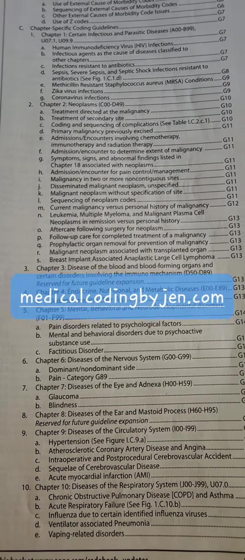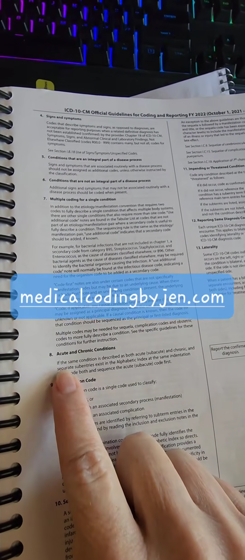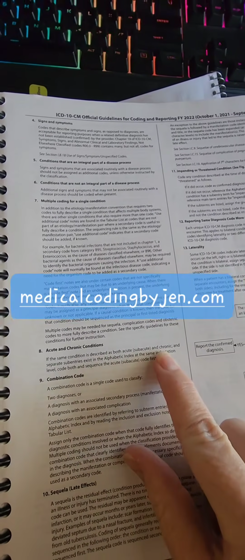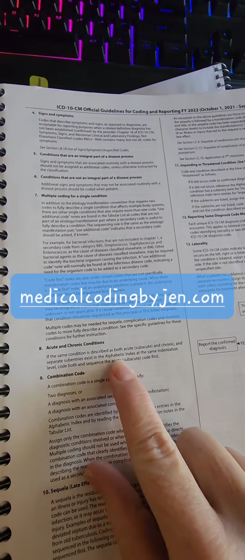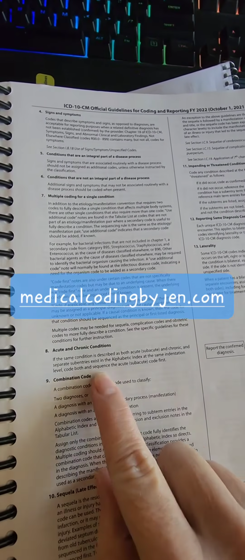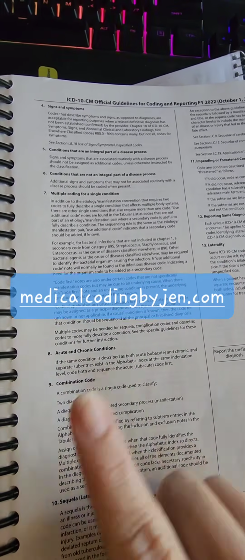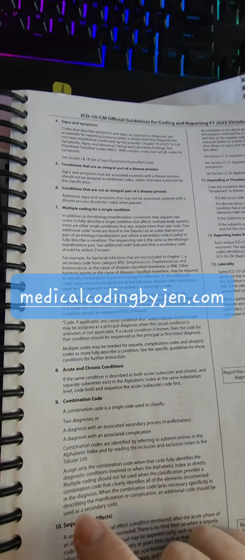Let's talk about guidelines today. Let's talk about acute and chronic conditions. It says if the same condition is described as both acute and chronic and separate subentries exist in the alphabetical index at the same indentation level, code both and sequence acute first. What do those two sentences mean? Has anybody explained that to you before?